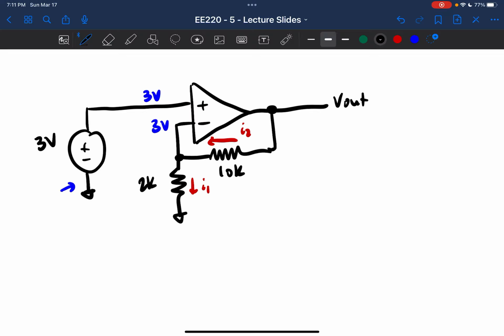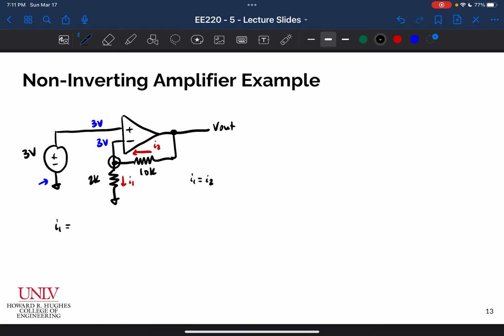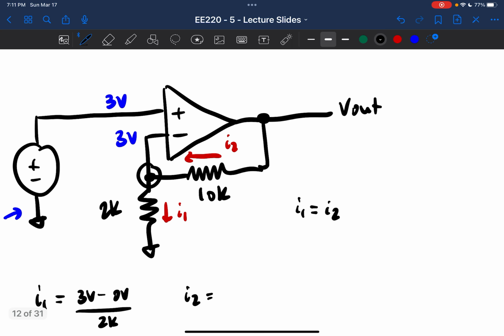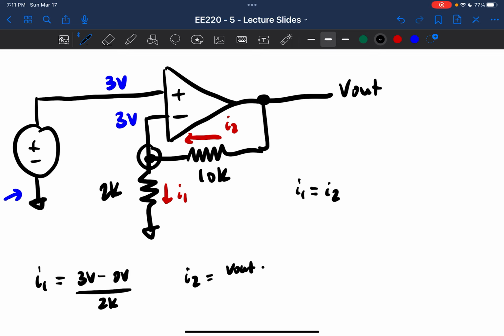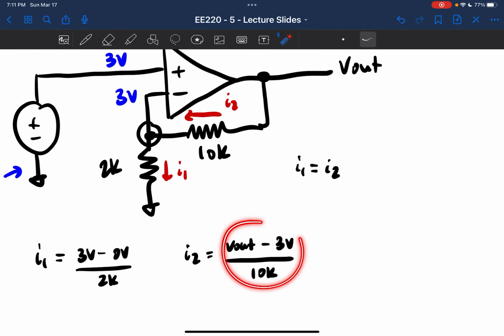And I'm going to make my KCL equation here. I1 is equal to I2. My expression for I1 is going to be 3 volts minus 0 volts divided by 2K, right? That's going to be the voltage drop across this resistor divided by this resistance. I2 is going to be Vout minus 3 volts divided by 10K. All right, and so we can set those two things equal. Just to clarify, this is coming from Vout on the plus side, 3 volts on the minus side, divided by 10K.